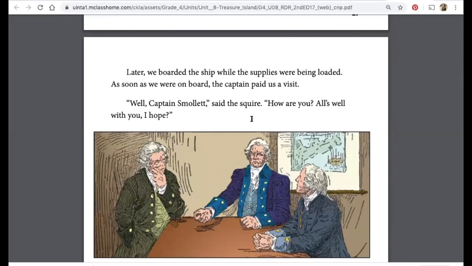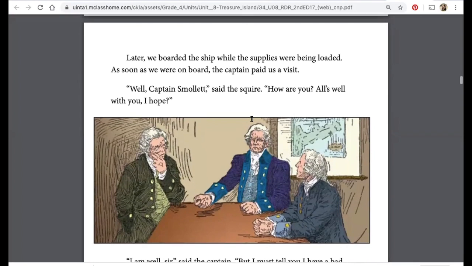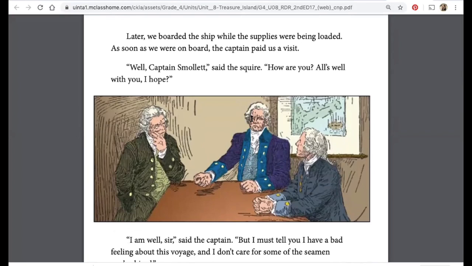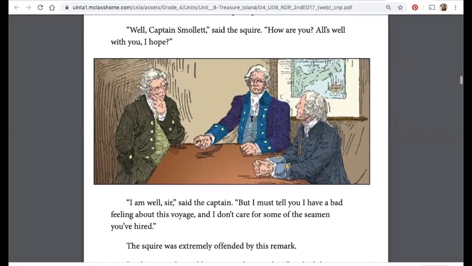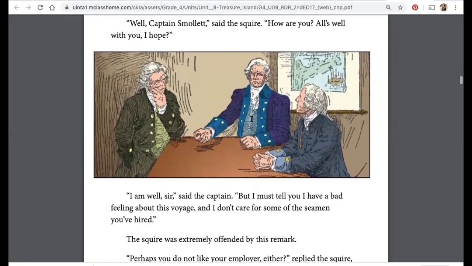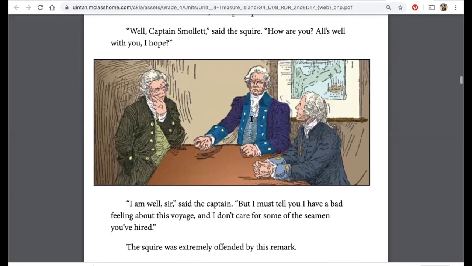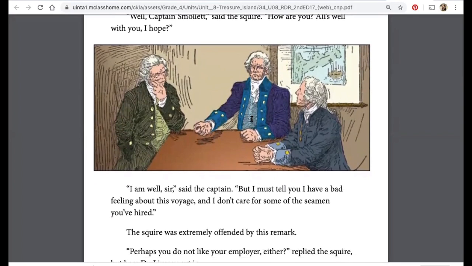Well, Captain Smollett, said the squire, how are you? All's well with you, I hope. I am well, sir, said the captain, but I must tell you, I've had a bad feeling about this voyage, and I don't care for some of the seamen you've hired.